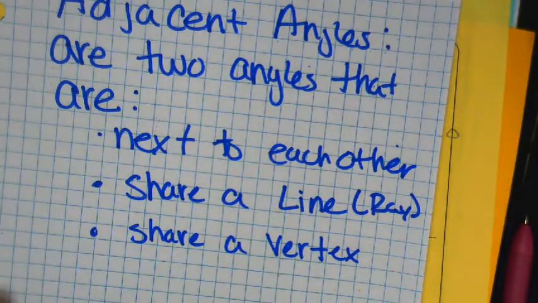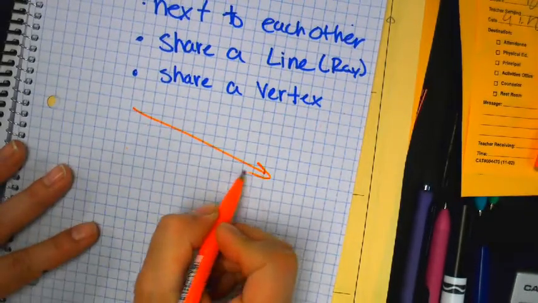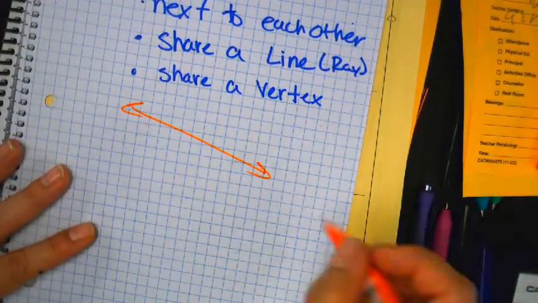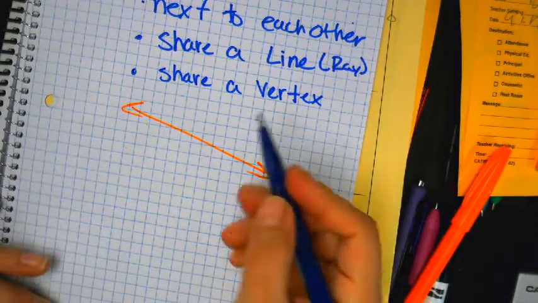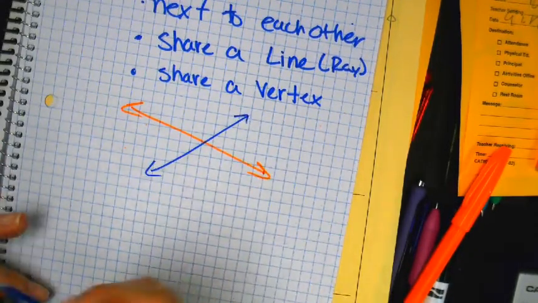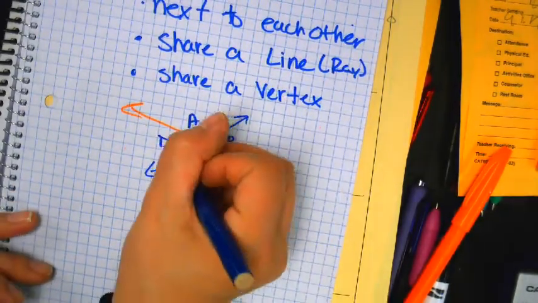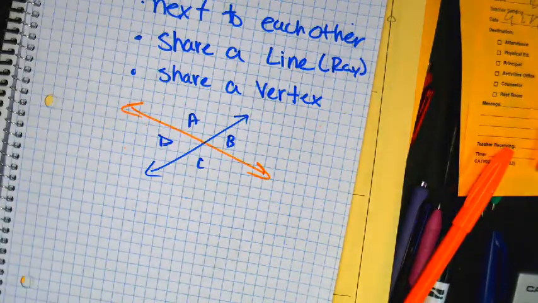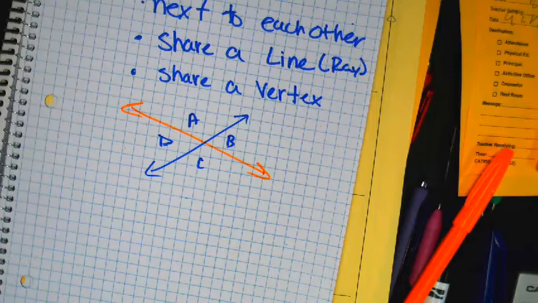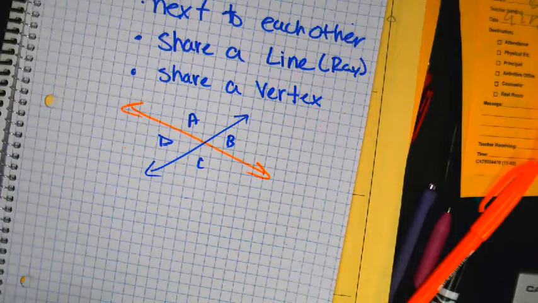Okay, so let's draw an X. Let's go back to ABC. Alright. So, adjacent angles are next to each other. They share a line. And they share a vertex. Remember, the vertex is just this middle point where they cross.